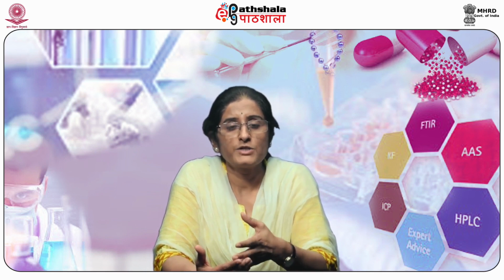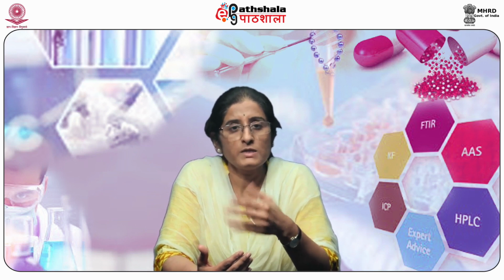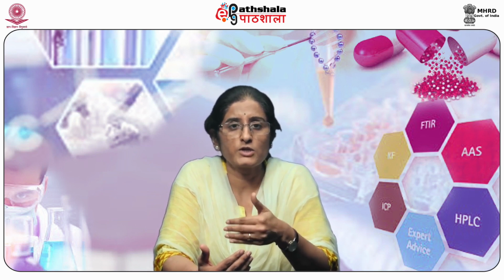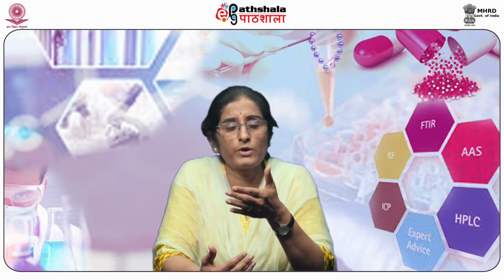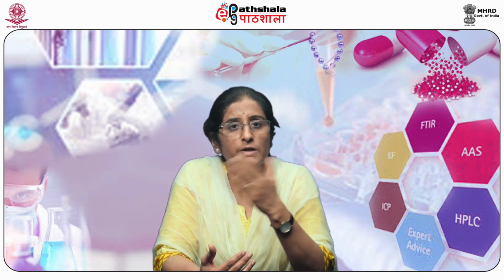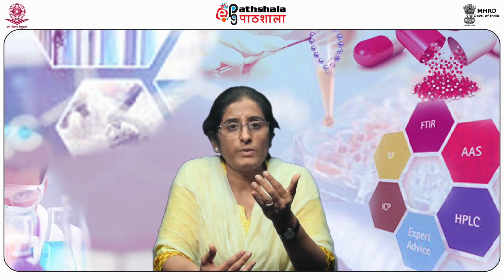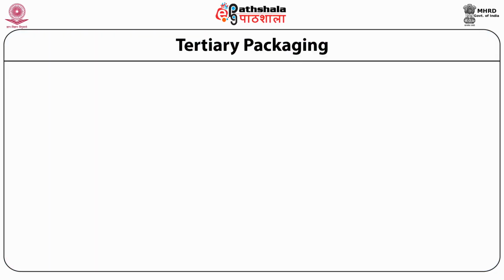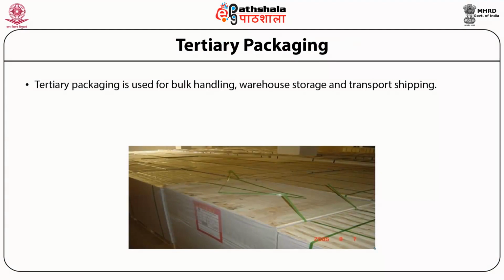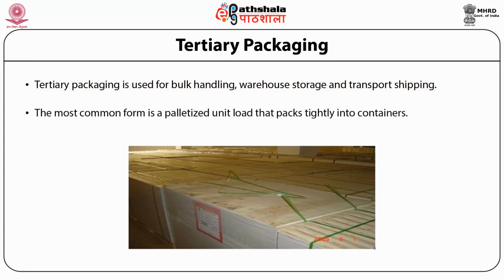The ancillary packaging is again divided into two. One is the secondary packaging material and another one is the tertiary pack or the transit pack. The secondary packaging components mean a packaging component that is not and will not become in direct contact with the dosage form. For example, cartons and overwrap for blisters, closures, various types of leaflets, etc. Tertiary packaging is used for bulk handling, warehouse storage, and transport shipping. The most common form is a palletized unit load that packs tightly into containers.